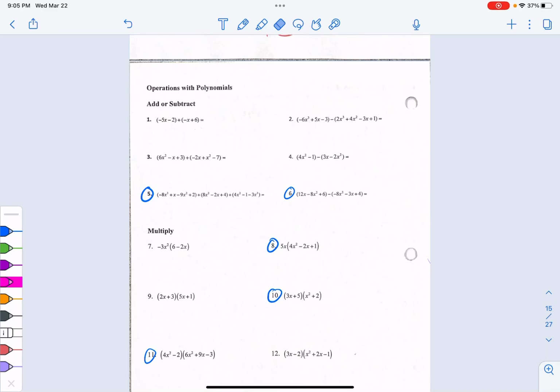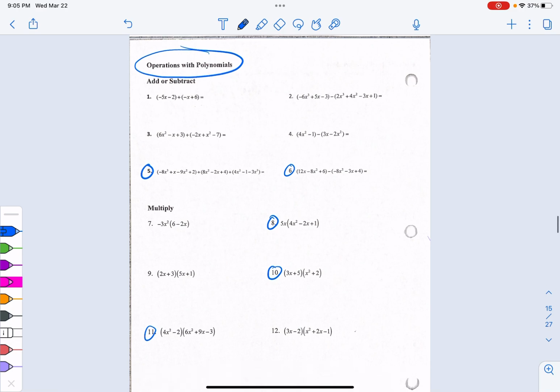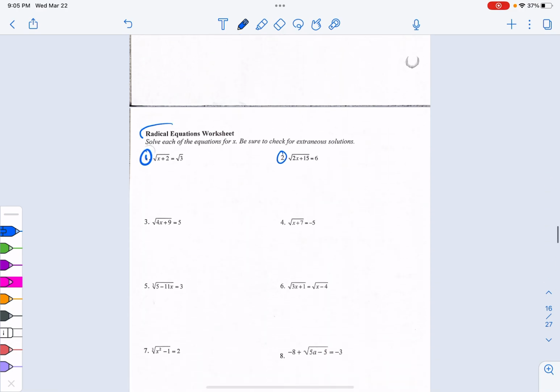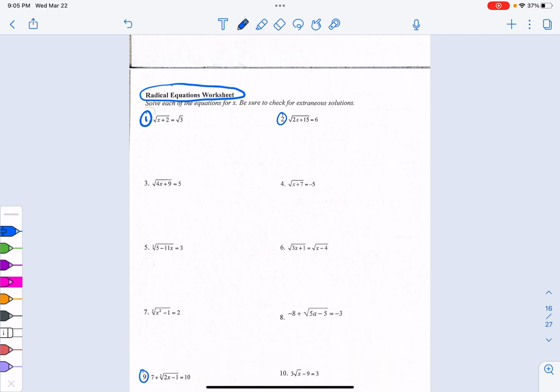Okay, Algebra 2. Today we are reviewing. You should have a sheet that looks like this that says operations with polynomials. So on the one side we're reviewing polynomials. On the back side we're doing radical equations. That's like the square roots and the cubic roots and stuff, and we're solving for those.